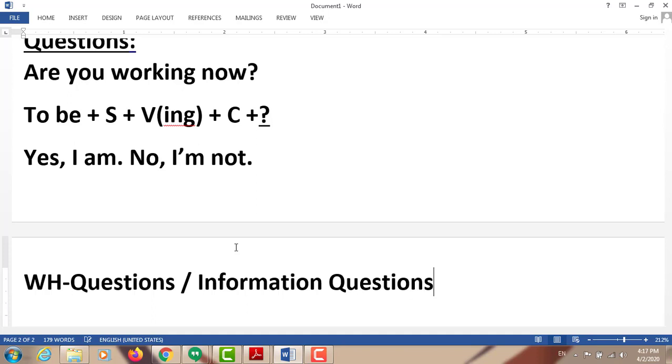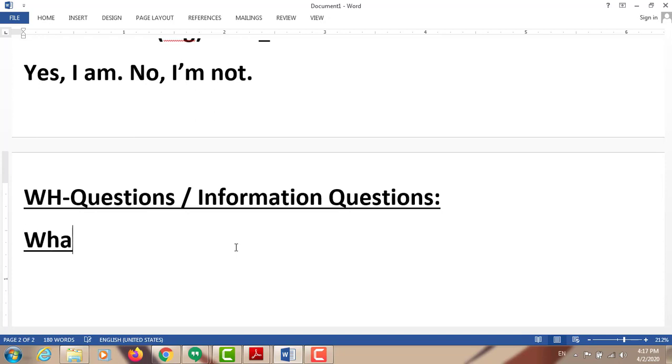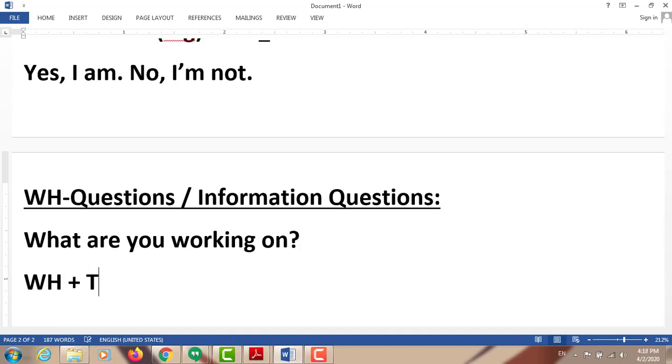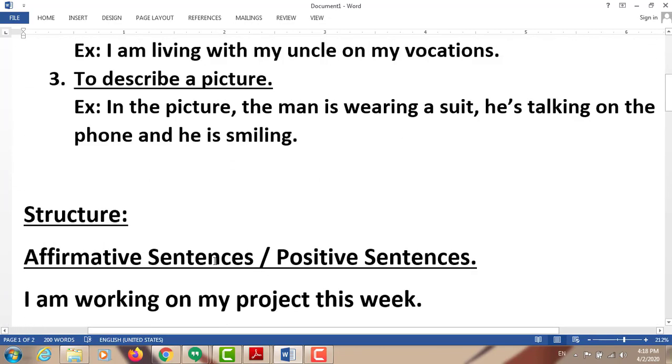And then we have the WH question form, WH questions, or you can call it information questions. Let me underline it for you. So we will say like this: what are you working on? What are you working on? So this is in continuous form. So first we have WH, and then we have to be, and then we have subject, and then verb ing. And then we have complement, and at the end we have question mark. And if you ask someone, who are you talking to?